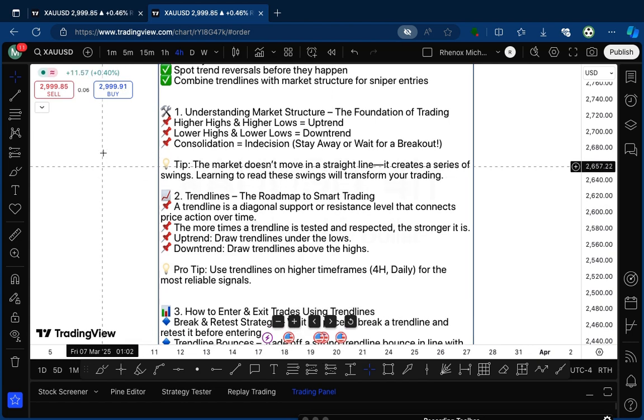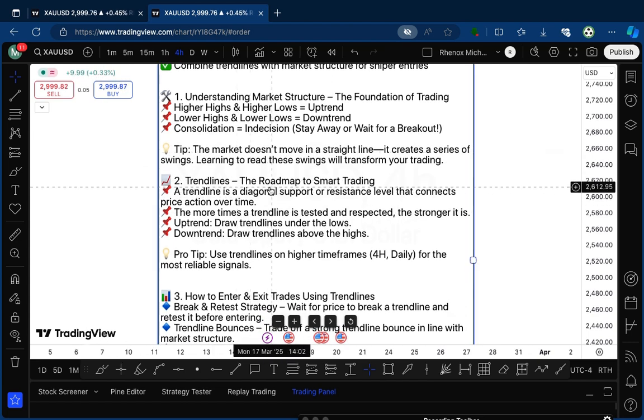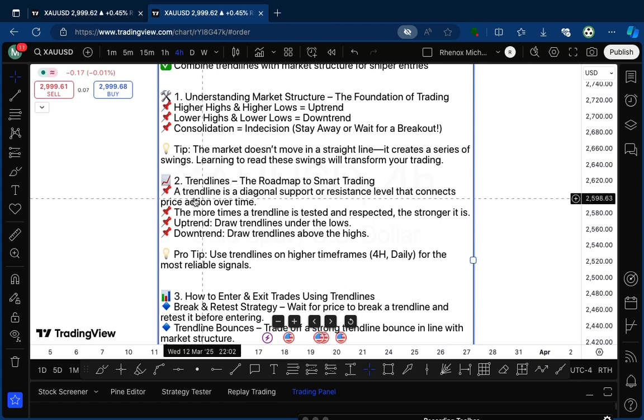Alright, now trend lines. Trend lines are basically the roadmap to smart trading. A trend line is a diagonal support or resistance that connects price action over time.